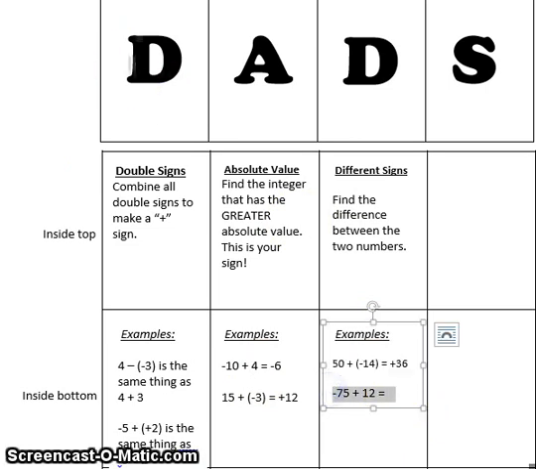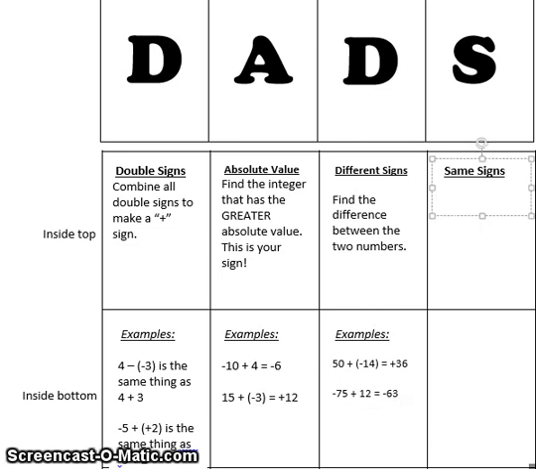Likewise, if we have negative 75 and positive 12, we're combining those two integers. They do have different signs. Again, we've already checked for double signs and we've already looked at the absolute value at this point. So we know we are going to have a negative answer. And then we just find the difference between 75 and 12. The difference between 75 and 12 is 63. So the answer here would be a negative 63.